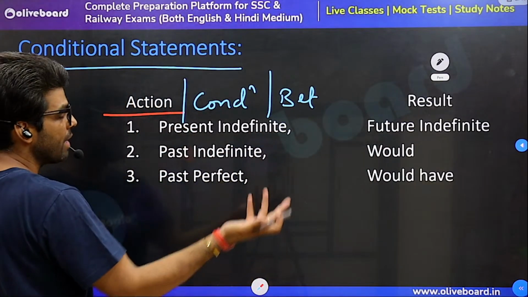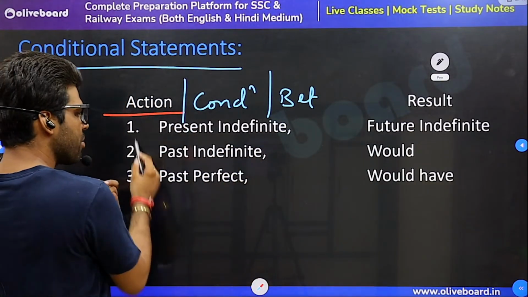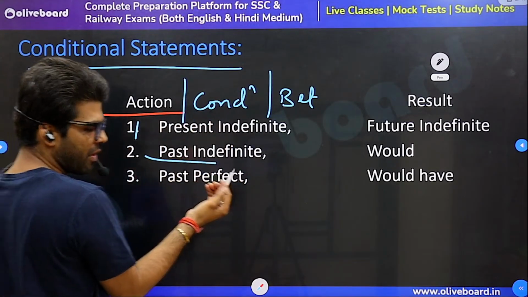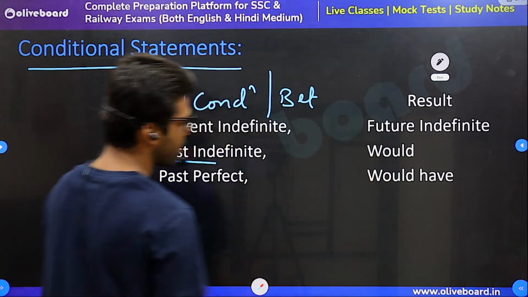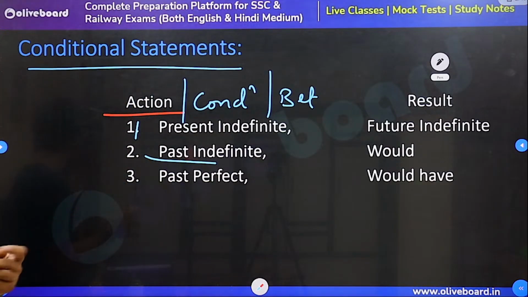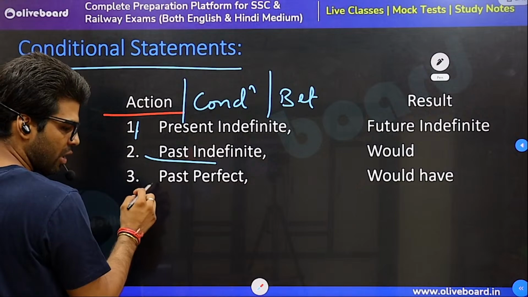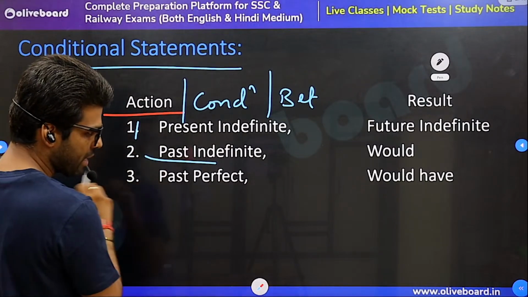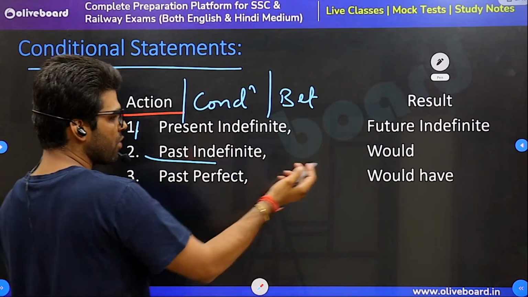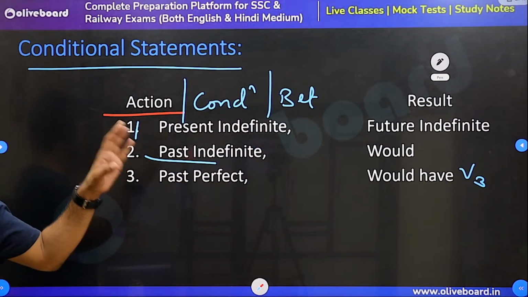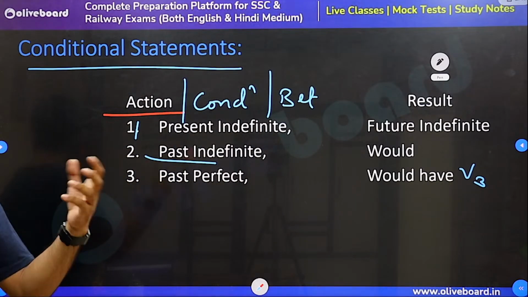When your action is in past indefinite, or the condition or the bet is in past indefinite, we have to mention would in the result. There must be some rules such. I repeat, we will derive this. Or when you have past perfect, your condition, your action, or your bet, in the result we have to mention would have along with a third form also. These are the rules. Those who are fond of mugging up, you can.